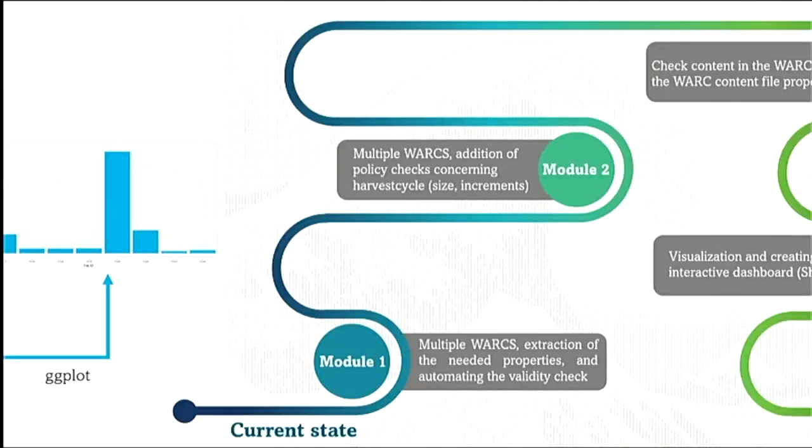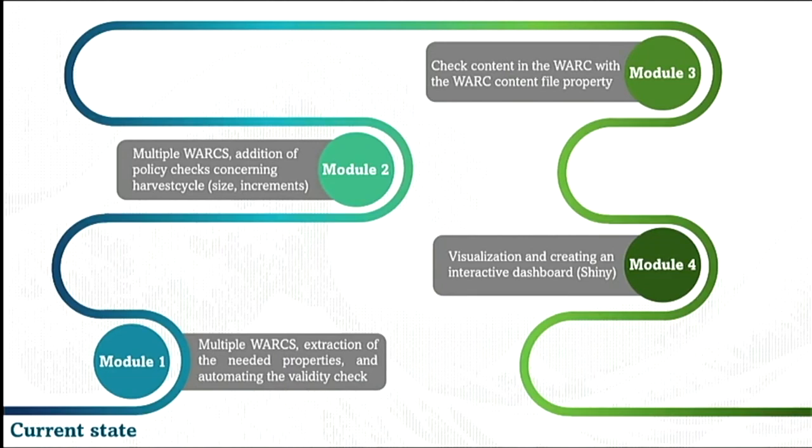So we also did a sort of roadmap thing. We have 4 modules that we are working on right now. Module 1: you can put the export of multiple works in there, and the extraction of the needed properties, and automating the validity check. For the second module, we want to do the policy checks in addition to that, concerning the harvest cycle, the size, the increments, stuff like that. The third one is checking the work content file property. So that's the MIME type thing I was talking about earlier. And then the fourth one is visualization and creating an interactive dashboard.